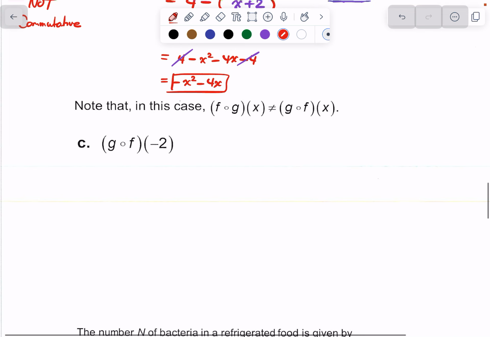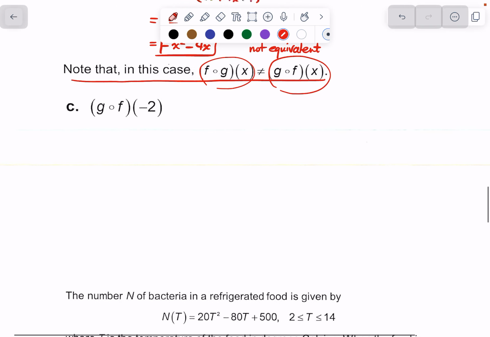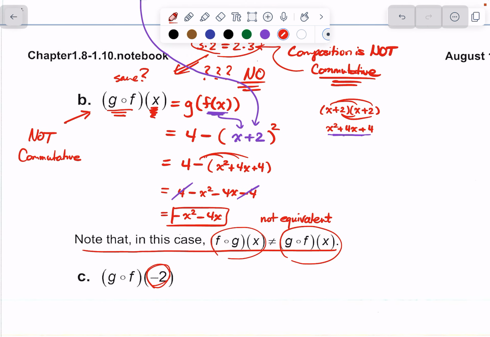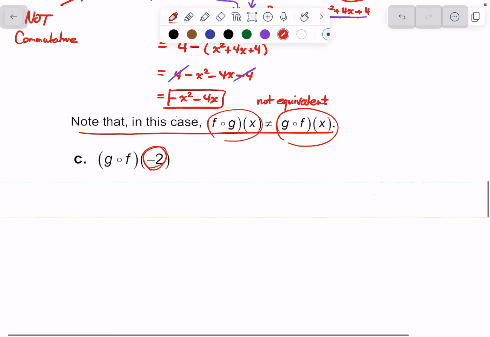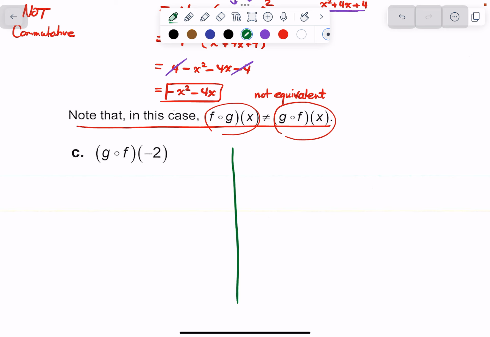So now, note that in this case, if we change the order, we actually get something not the same. We could also say, to use that word from the symmetry notes in homework, that these are not equivalent equations. So, g of f of negative 2. What happens when I have a number there? Originally, we had an x here. So what changes? Well, you actually have a few options, and I'll show you both. There are 2 ways to do this problem.